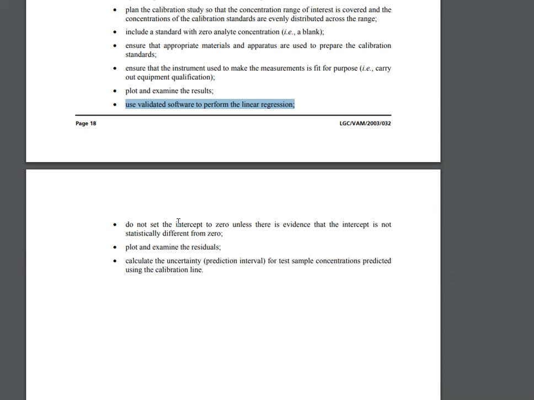Next, do not set the intercept to 0 unless there's evidence that the intercept is not statistically different from 0. So again, that goes back to 0 shift. Don't do it. Finally, plot and examine the residuals. That goes back to statistics, so we're not really going to be worried about that in this video module. And the next one, calculate the uncertainty for the concentrations predicted by the cal line.